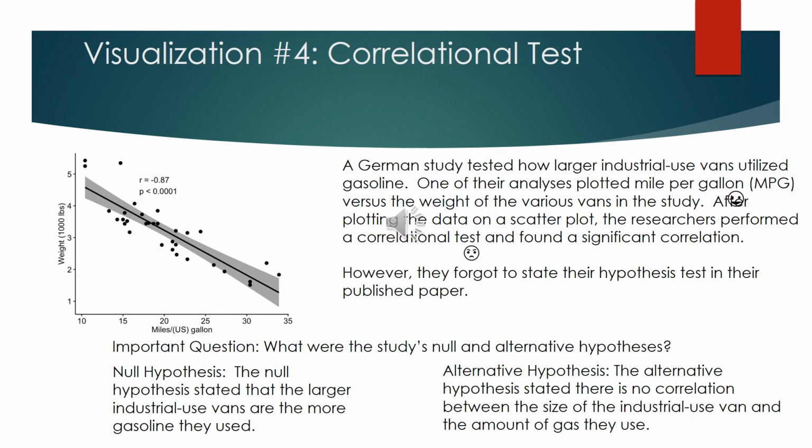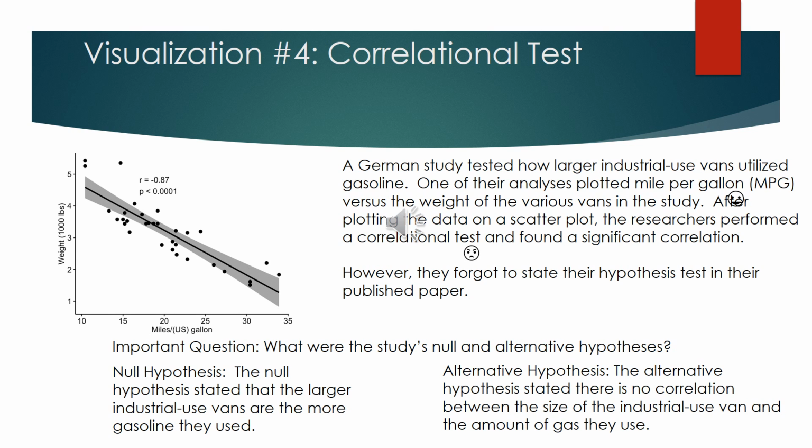On slide 6, we have Visualization number 4, correlational test. A German study tested how larger industrial use vans utilize gasoline. One of their analyses plotted miles per gallon versus the weight of the various vans in the study. After plotting the data on the scatter plot, researchers performed a correlational test and found a significant correlation. However, they forgot to state their hypothesis test in their published paper.